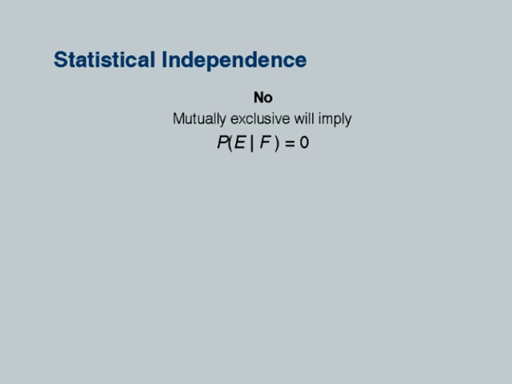So, when we say mutually exclusive, does it mean that they are statistically independent? And the next question is the other way around. When you say statistically independent, do you mean they are mutually exclusive? Is there any relation? Can mutually exclusive events be statistically independent? No? Okay, good.